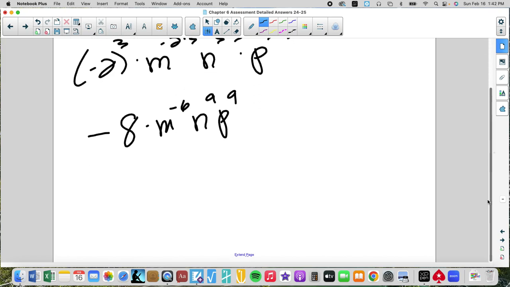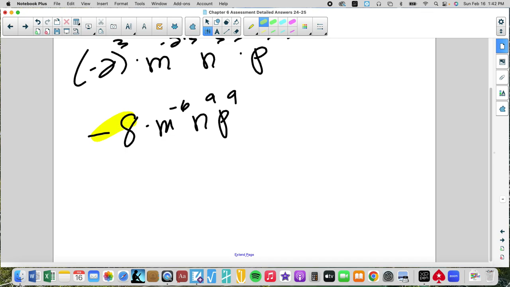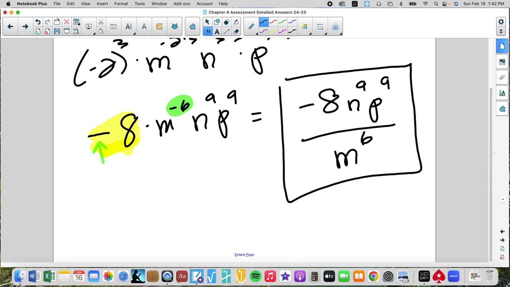I need to get rid of that negative exponent, not negative coefficient. I saw a lot of people move this down because they thought it had, we only move negative exponents, not negative coefficients. There's nothing wrong with a negative coefficient. That stays wherever it is. And in this case, it's in the numerator, -8. N to the 9th, p to the 9th can stay up here. The only thing I'm moving is m to the 6th because it has a negative exponent.